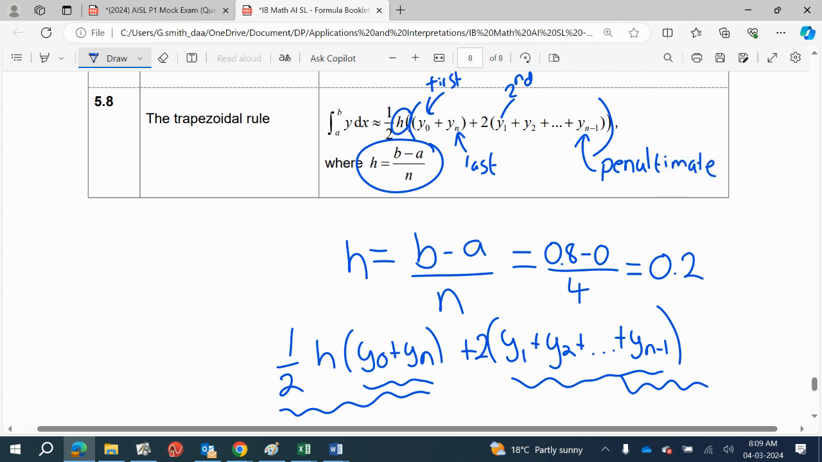The one but last value, the penultimate value. This is the last value, that's the ultimate value. Doesn't mean it's very good, it means it's the last one. And the penultimate is the one before it. So this is all of the values apart from the two end values.